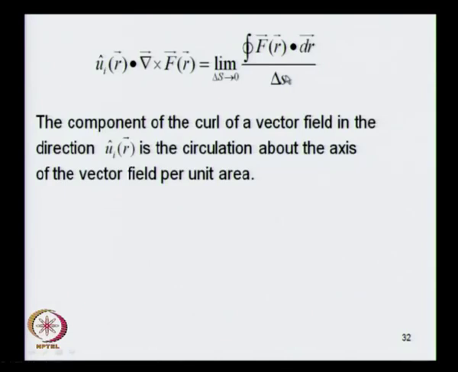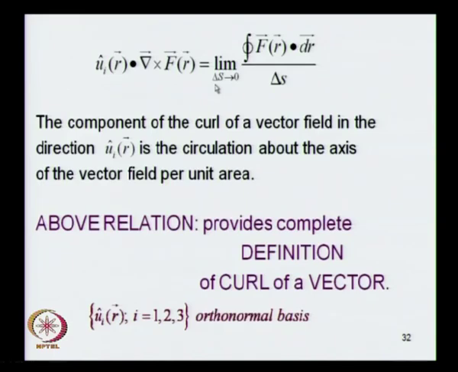And we have already discussed how the direction of the unit vector is related to the area that we are talking about, because an infinitesimal area is treated as a vector having a given direction, and the direction is connected to this unit vector through the right hand screw rule, which we discussed in our previous class. And with this giving us a complete set of orthonormal base vectors, these components give us the complete definition of the curl of a vector.